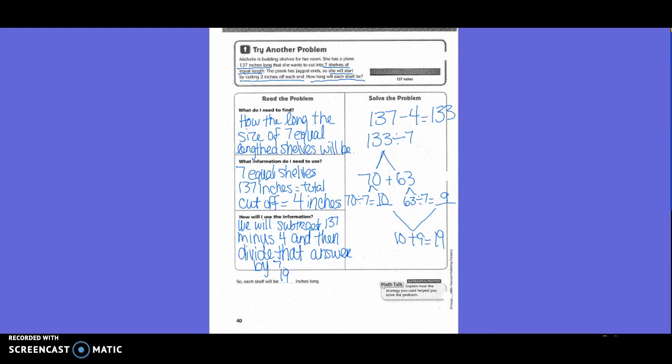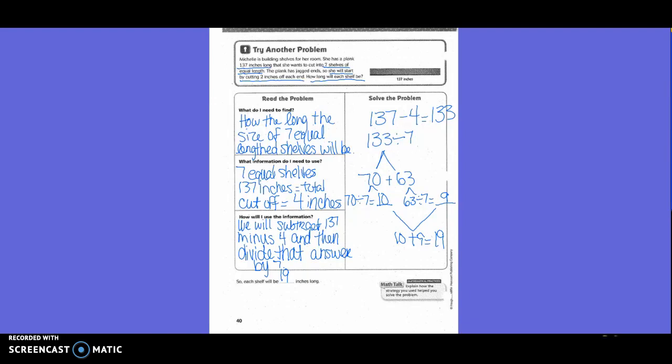What information do I need to use? That there are 7 equal shelves, that the total is 137 inches, and then she's going to cut off 4 inches total because there was 2 from each end of the board. How will I use the information? We will subtract 137 minus 4 and then divide that answer by 7.